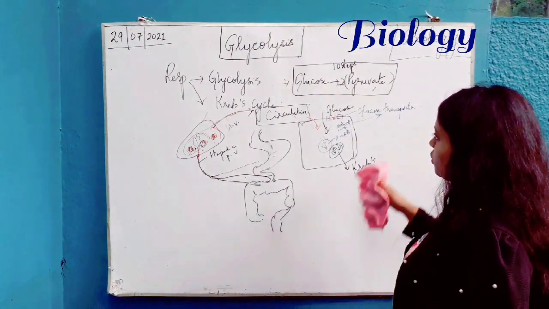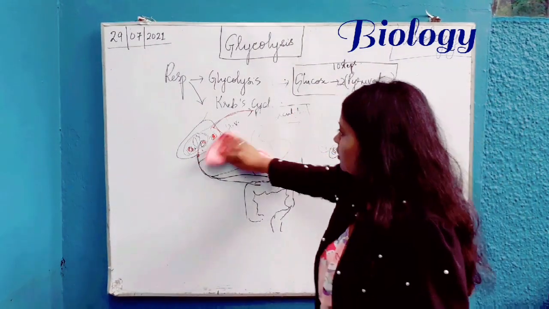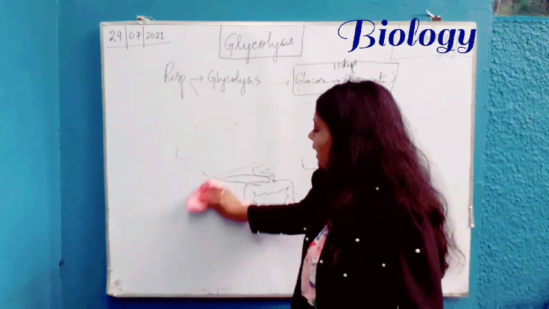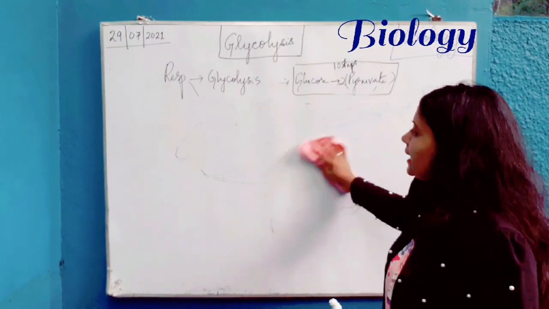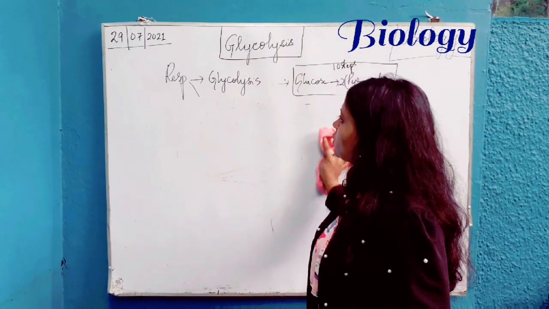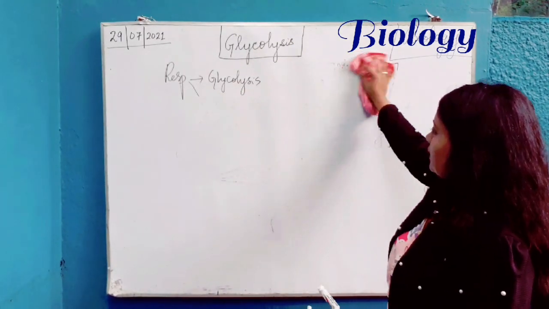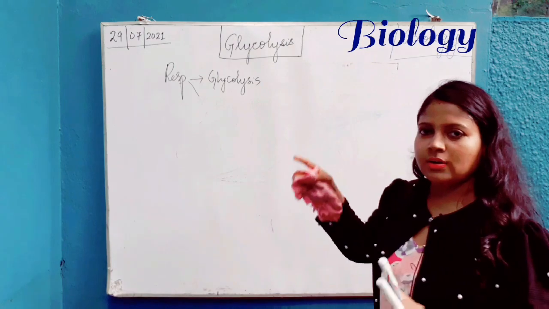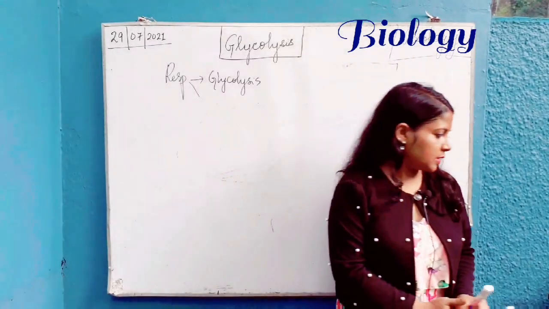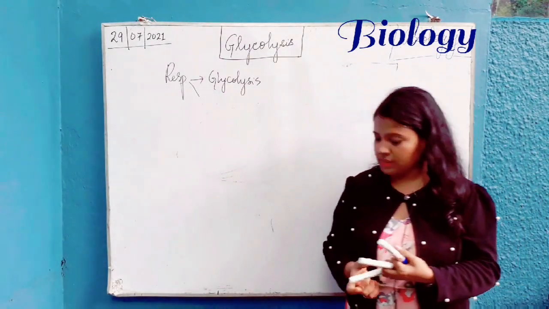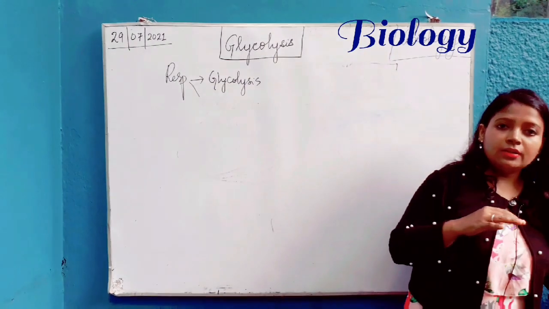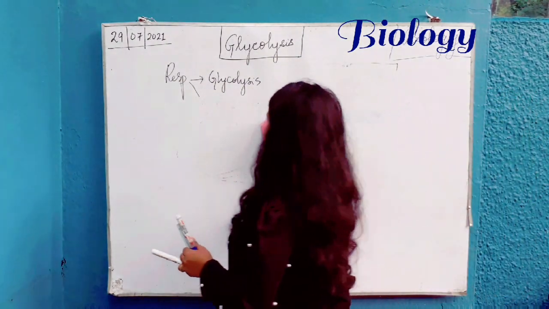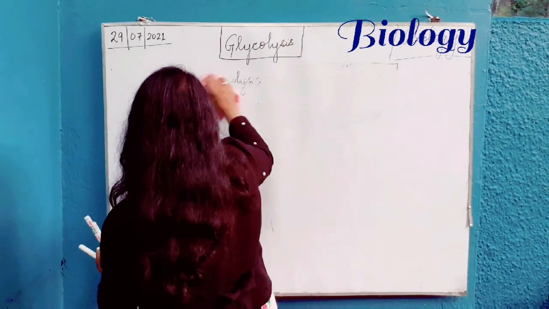Now you understood how the glucose has entered the cell. Now the glucose is available inside the cell. Once the glucose is available inside the cell, glycolysis can take place. Now let us see what is the process taking place over here. Let us have an overview of the glycolysis steps.